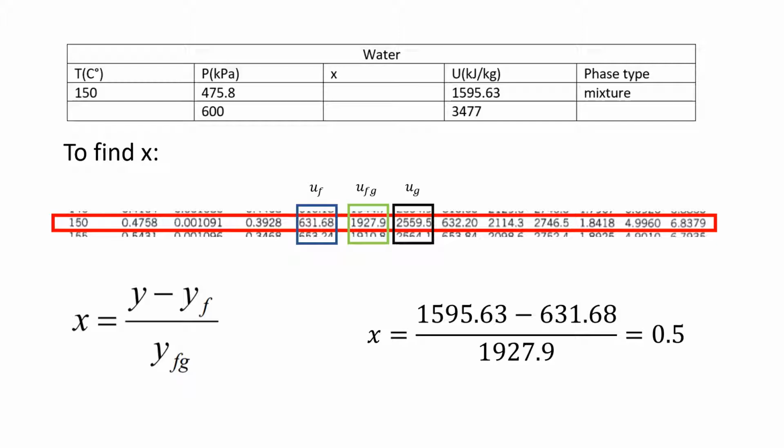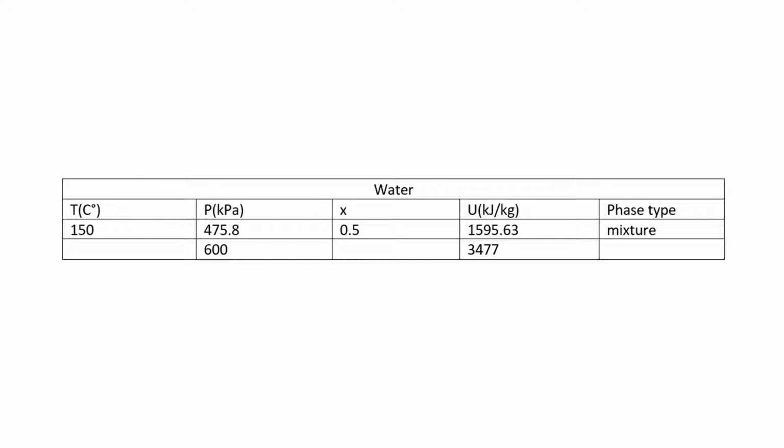So we have to go back to the table, find the value of u_f and u_fg to plug them adequately into the equation of quality, which, yes, you do have to remember for the exams. But it's pretty simple. And the value of u is given from the table, which is 1,595. Now, once you do the ratio of the difference over u_fg, you end up with a quality of 0.5.